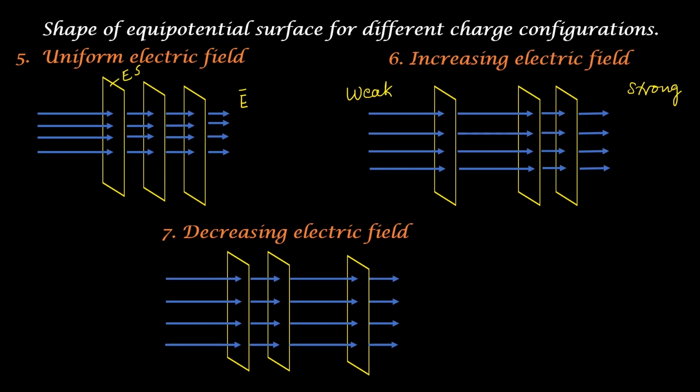For decreasing electric field, this is also a non-uniform electric field, but here the electric field is weak at the arrowhead and strong at the tail portion. So the equipotential surfaces are closer at the strong region, that is at the tail portion, and the gap is more towards the weak region, that is the arrowhead region. I strongly believe that you would now be able to draw the equipotential surfaces with reference to the electric field.